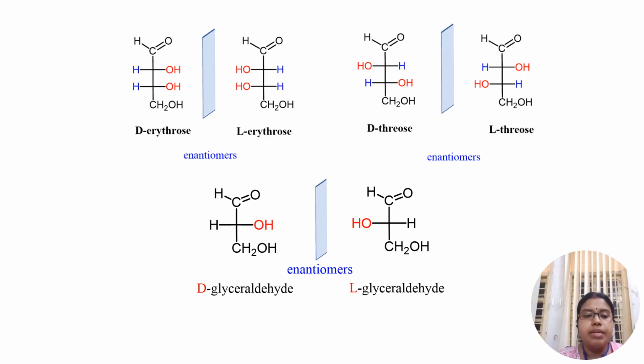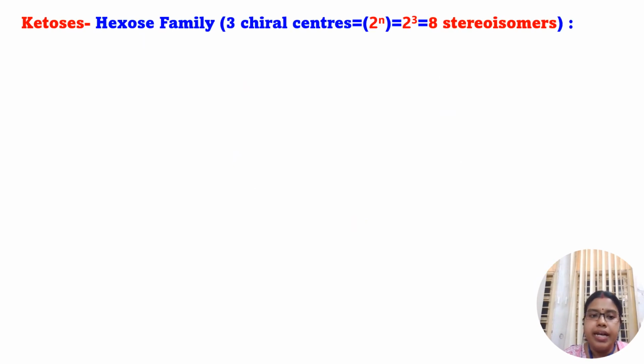If we take the mirror image of erythrose and threose, from the D configuration we will get the L isomer, and D-erythrose and L-erythrose are enantiomers. Similarly, from D-threose we will get L-threose, and from D-glyceraldehyde we can easily get the L-glyceraldehyde structure. Next, it is the ketose family.